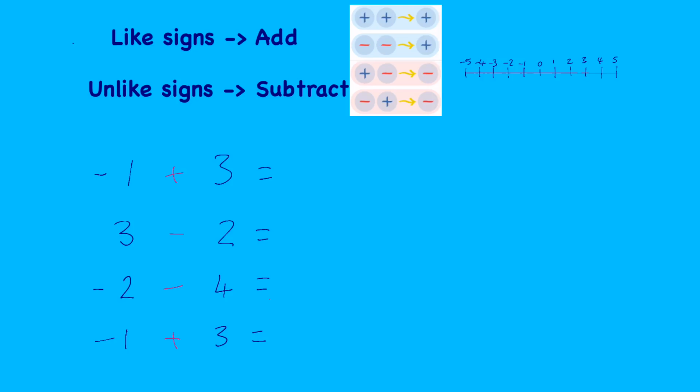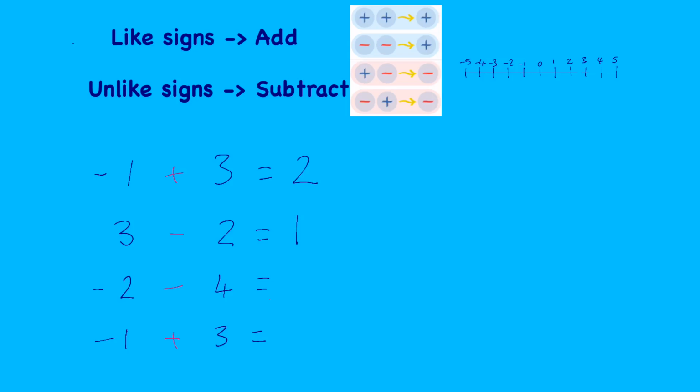So I have -1 plus 3. Let's just use the number line to help us. So I start at -1 and I'm going to add 3. So 1, 2, 3. So my answer is 2. Then we have 3 minus 2. Now that one's quite straightforward, so I don't need my number line, which is just 1.